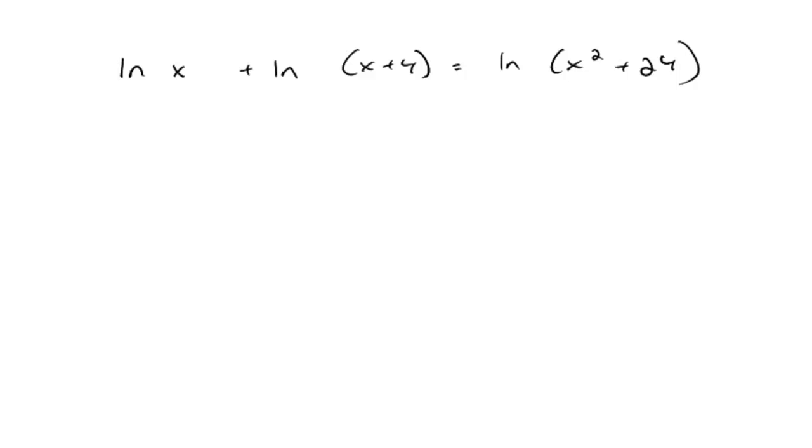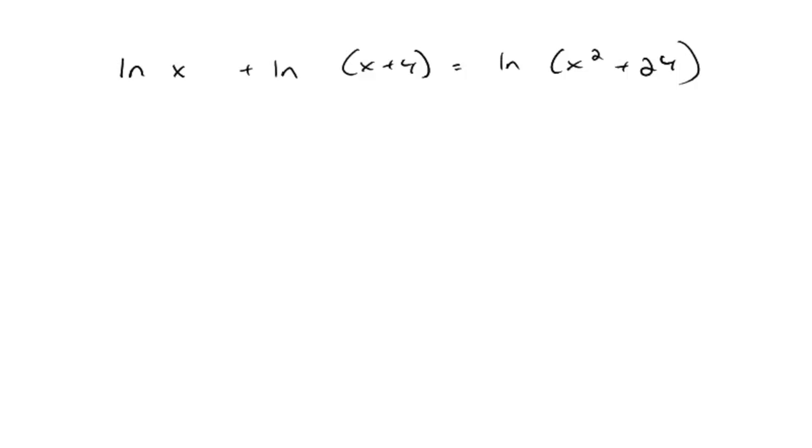So here's our final equation of this section. We've got ln x plus ln of x plus 4 equals ln of x squared plus 24, all in brackets. And what we'd really like to do is have a single ln on the left-hand side and a single ln on the right-hand side, so that when the logarithms have the same base, then you can simply match the arguments. But we can't do that yet because we have two logarithms. We have a sum on the left-hand side.